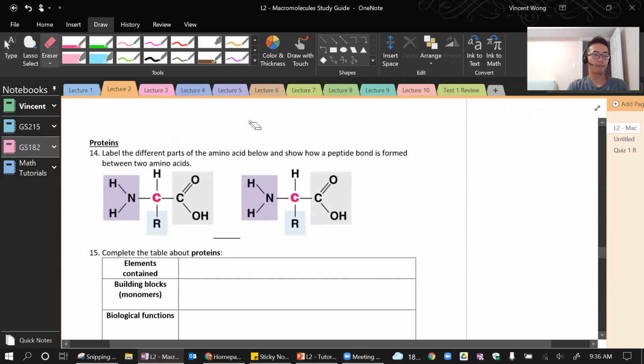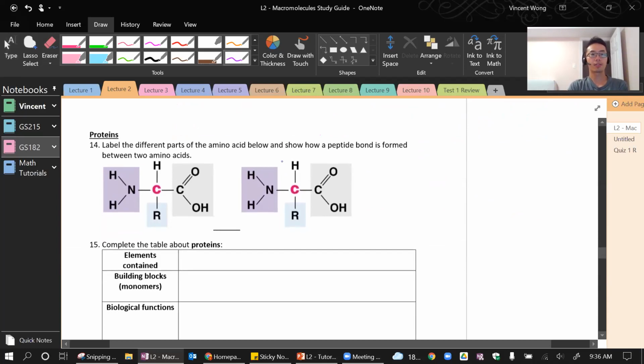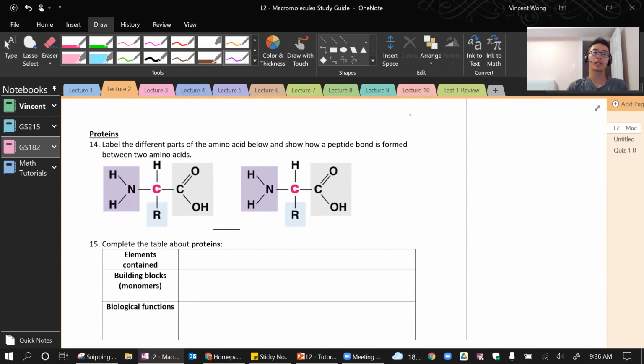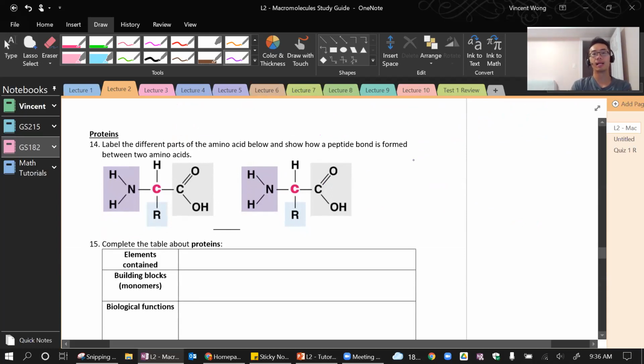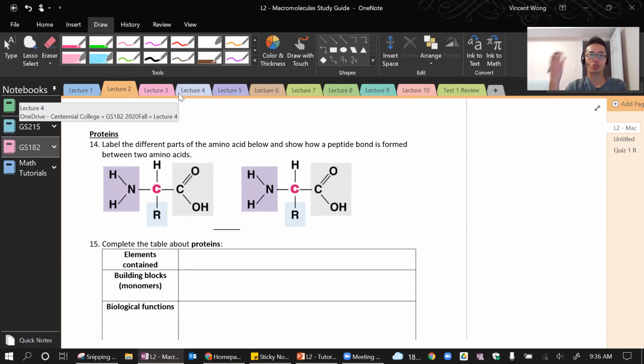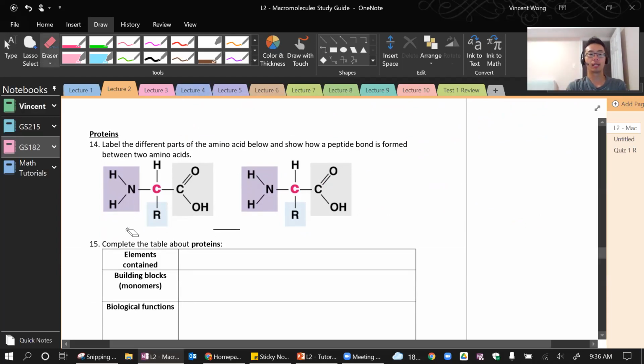Next, we have proteins. Label the different parts of the amino acid below and show how a peptide bond is formed. Carbohydrates have building blocks like glucose, fructose, galactose. For proteins, the building blocks are the amino acids. There are 20 different types of amino acids, but they all share the general structure like this.